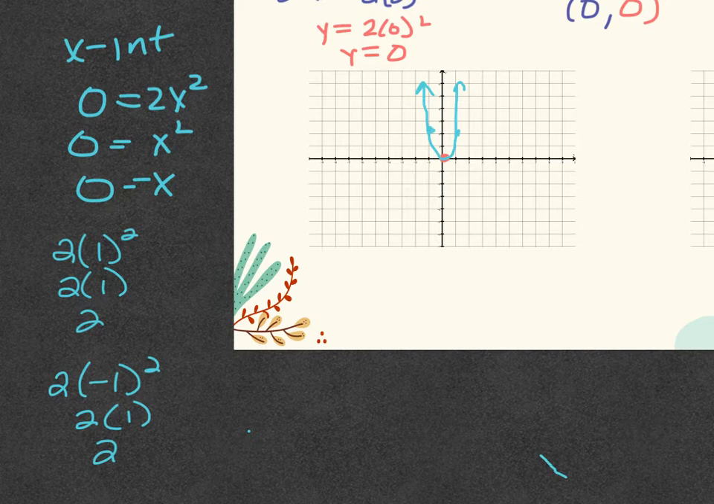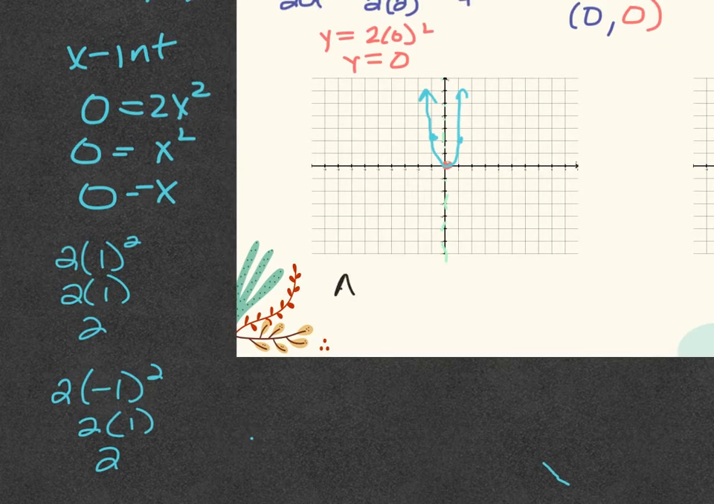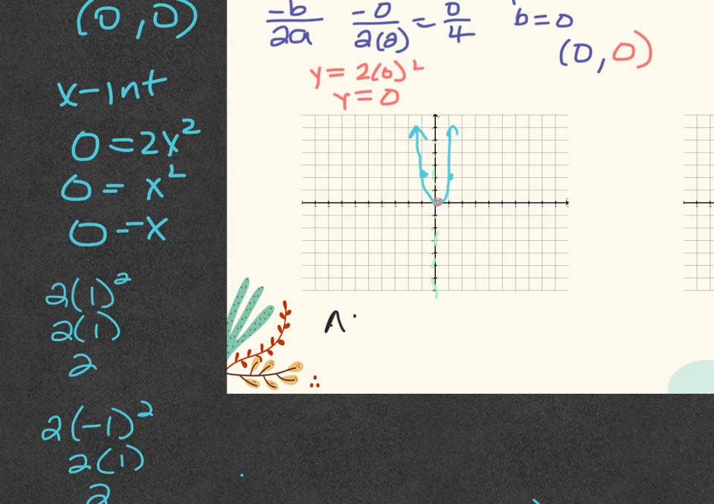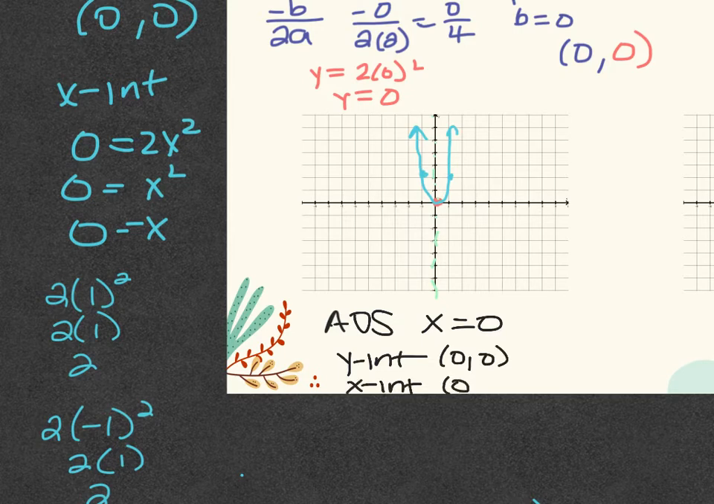Now the axis of symmetry is running right through my vertex. It is x equals 0. Again, it has to be a line. We found our y-intercept was 0, 0. We found our x-intercept was 0, 0. So all of those things will be asked, okay? What if I asked you domain?